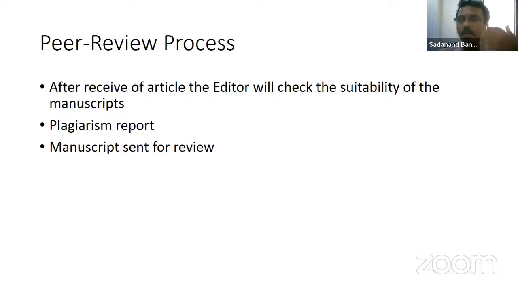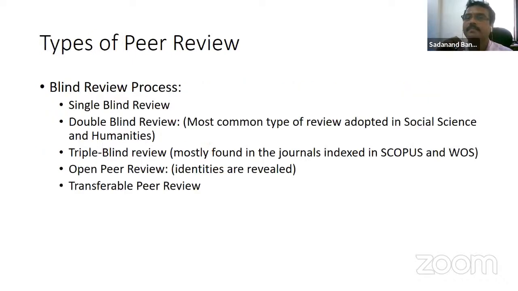The moment he goes towards the plagiarism or similarity check report using various software, that is the second step. And when it sends the manuscript for the review, there is another actual review policy, the review process that is undertaken. That is what is called the blind review process.